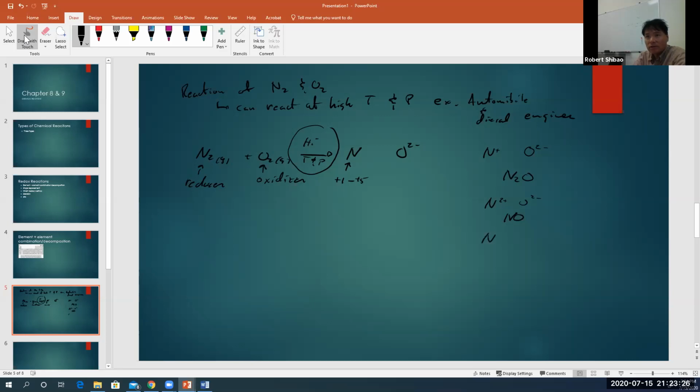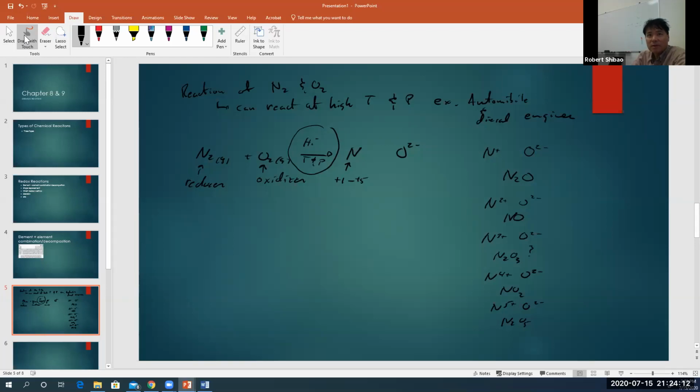If nitrogen loses 3 electrons, then the product might be something like N2O3, maybe. I don't know if this one exists. If nitrogen loses 4 electrons under more extreme conditions, then the product will be NO2. Well, this one exists. This is called nitrogen dioxide. If nitrogen loses 5 electrons, what could form? Well, this would be N2O5, dinitrogen pentoxide. That would be it. So it depends on the conditions.